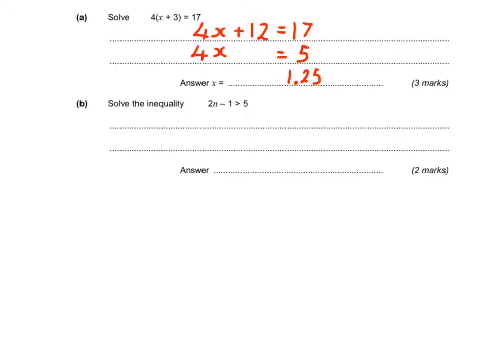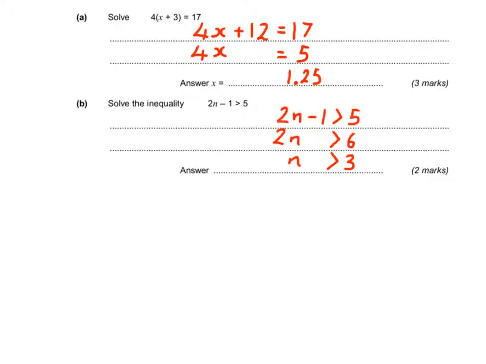Next one is an inequality. So you can do almost the same with these as you can with an equation. It's just telling you that something is more than or less than rather than equal to. So in this one, 2n minus 1 is more than 5.